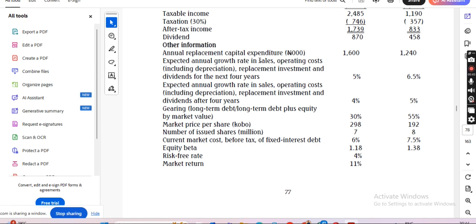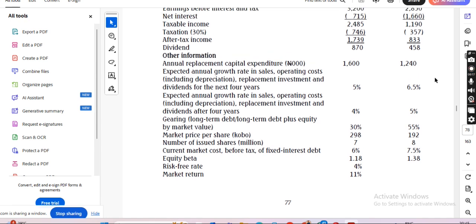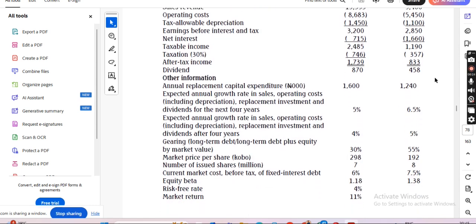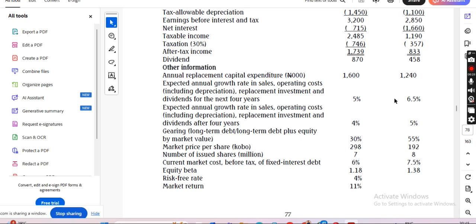Now, annual replacement capital expenditure, look at the cost, can you see it? Now, what will be the growth rate? Expected annual growth rate in sales. Sales will increase. Operating costs, including depreciation, replacement investment, and dividend for the next 4 years, which means all these listed items will increase in the next 4 years. So when you are doing your free cash flow to the firm, you have to project it for 4 years: year one, year two, year three, and year four.